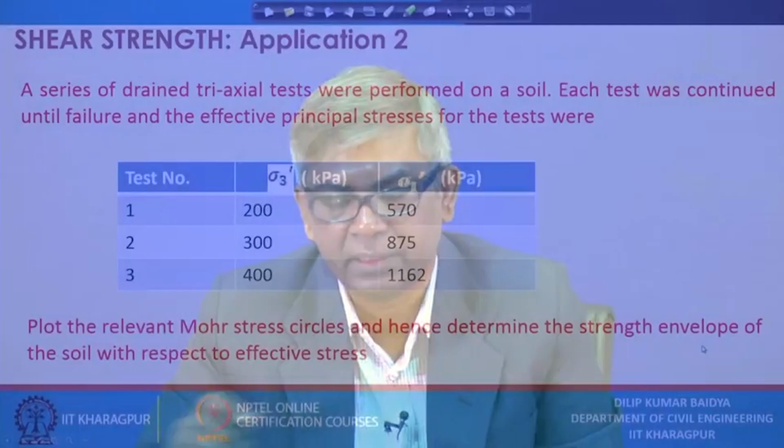Once again, on shear strength, in my last lecture, I explained different types of triaxial test and how to find different soil strength parameters. I have taken one application, and I am planning to take a few more applications and show how, from the different tests, to find the soil strength parameters. So, let me take the first one, something like this.